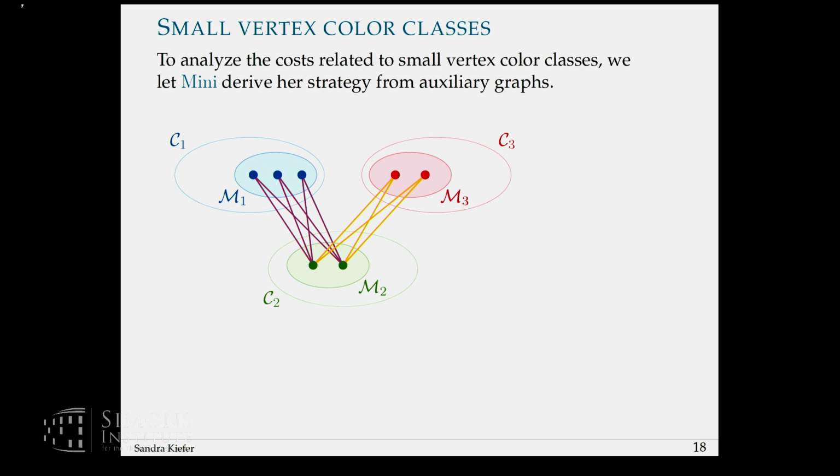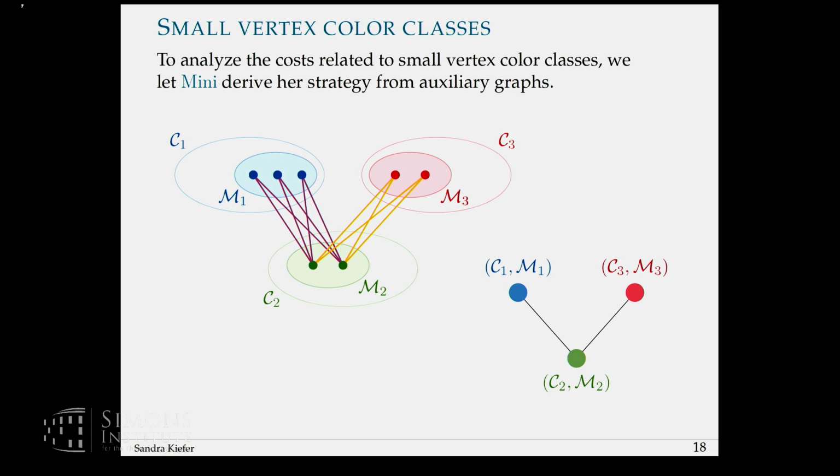And I'm going to illustrate this here. It's all about the small vertex color classes. You have three small vertex color classes, C1, C2, C3, blue, green, red. This is a part of the graph that they're playing on. And if this subset of C2 is exactly the neighborhood of this set in the original graph, then in the auxiliary graph, you insert an edge between a vertex corresponding to C1, M1, and one corresponding to C2, M2.